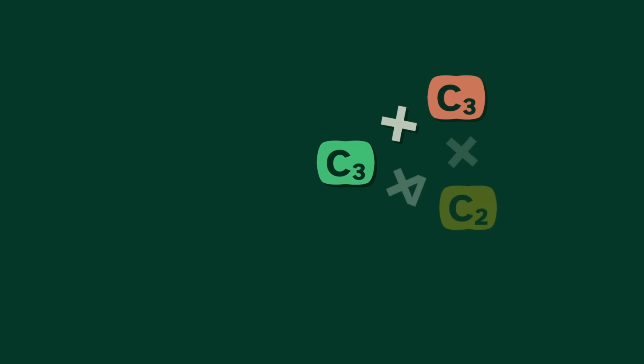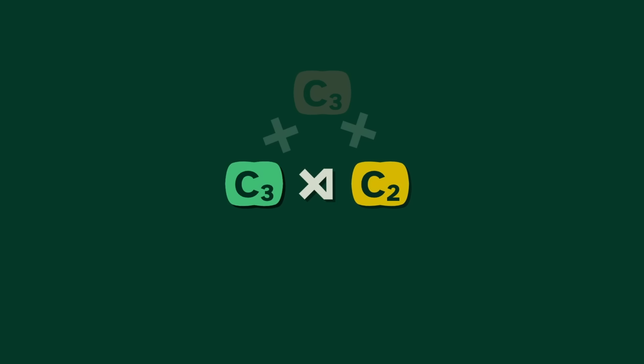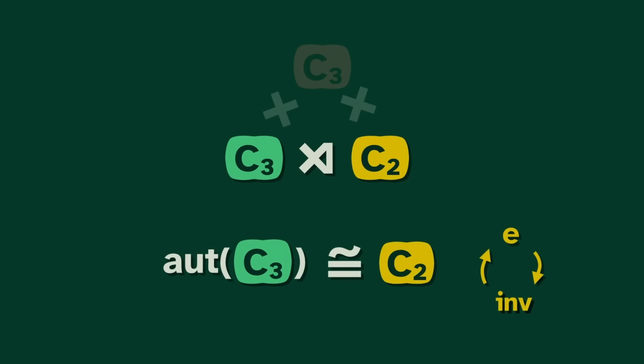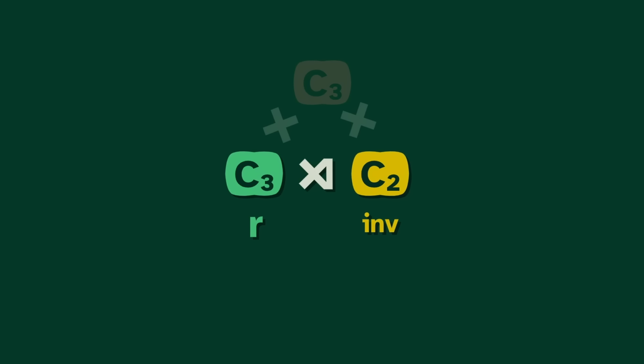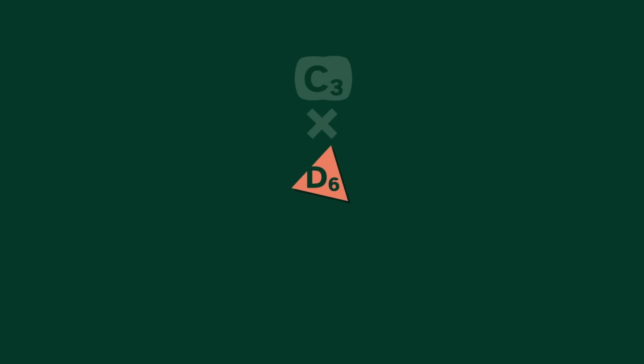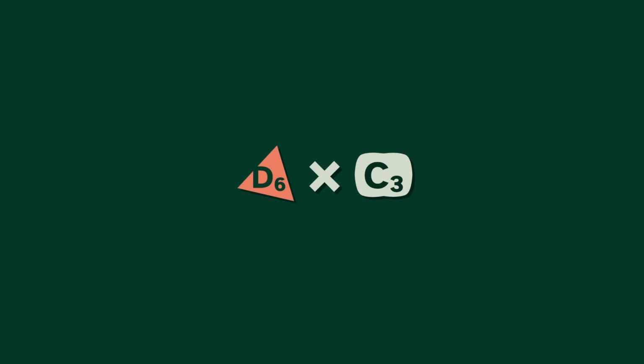Exactly. We just need to check C2. And this case is interesting since the automorphisms of C3 are C2. So we can apply the inverse map. It's not direct. We might have a new group. We don't. Let's say that C3 is generated by R and C2 by F. So then F inverts R. It's the triangle group, D6. Yeah, this is just D6 times C3, which we've already seen.